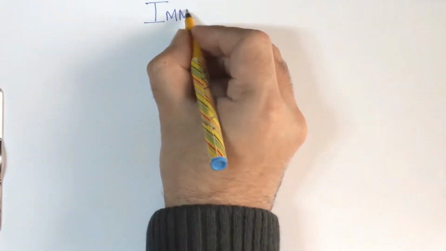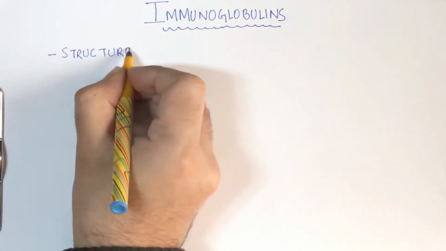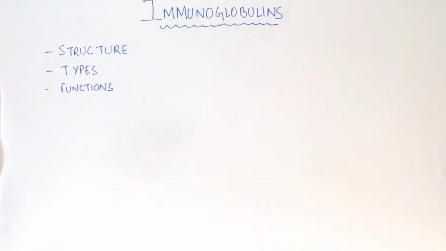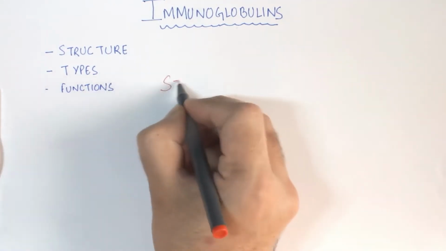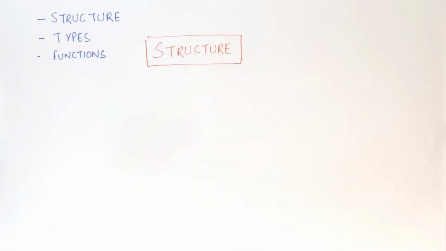In this video, we will study the immunoglobulins. First, we will talk about the structure of the immunoglobulins, and then we will discuss the type and the function of the immunoglobulins. Let's first talk about the structure of the immunoglobulins or the antibodies.